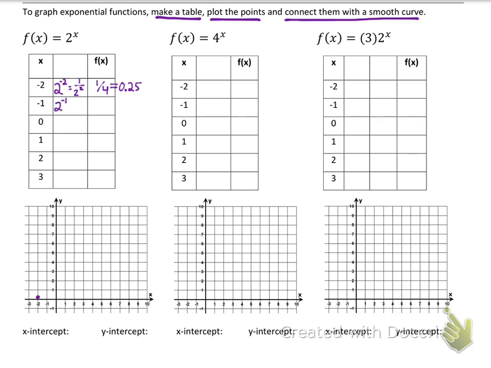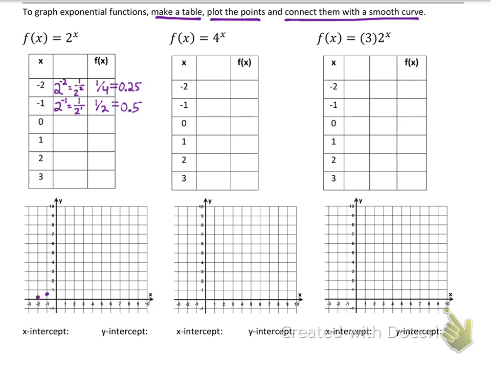For the next one, x is -1, then 2 to the -1st is the same as 1 over 2 to the first, if you remember your exponent rules. That means that our output is 1/2, and that, in terms of decimals, is 0.5. So I'm going to plot that halfway between 0 and 1 on the y, and I'm going to put it at -1 for the x.